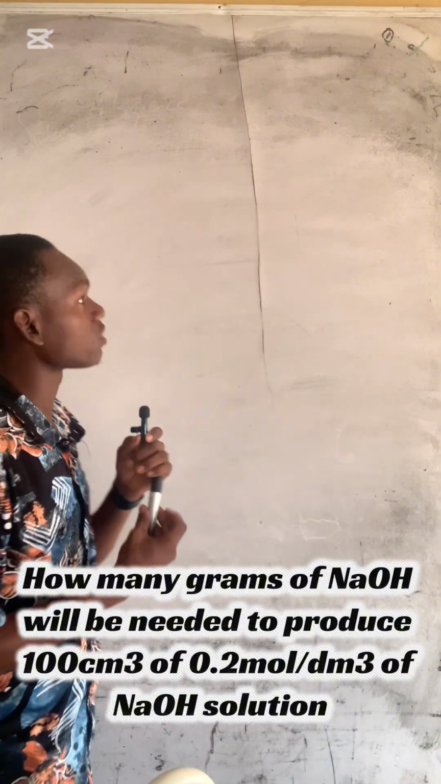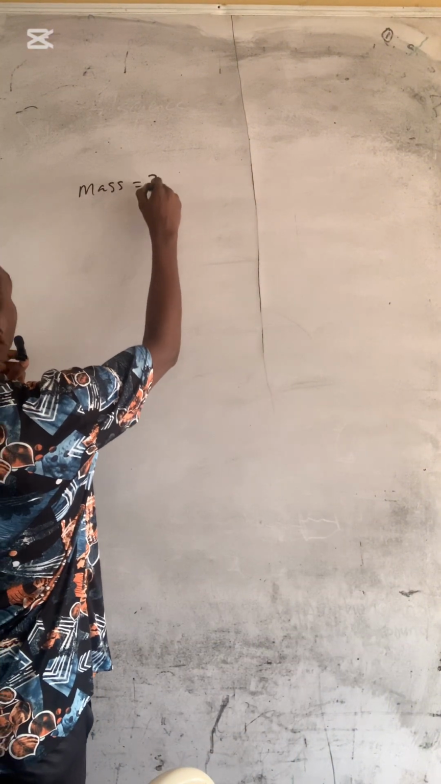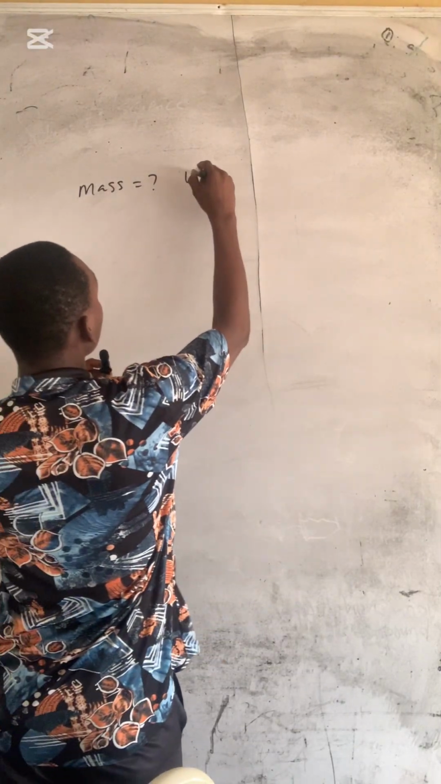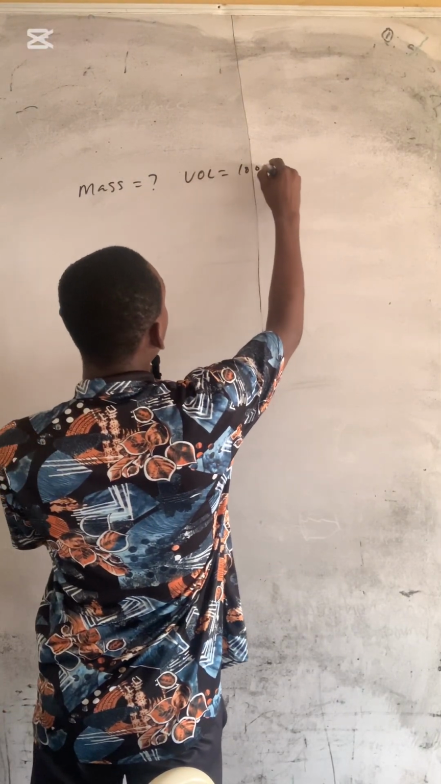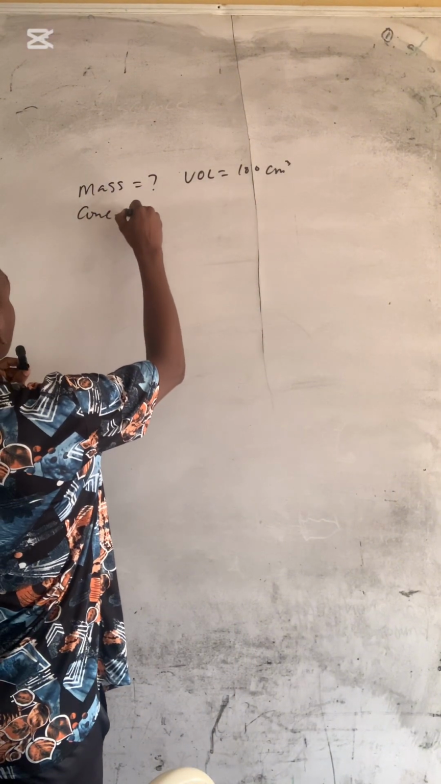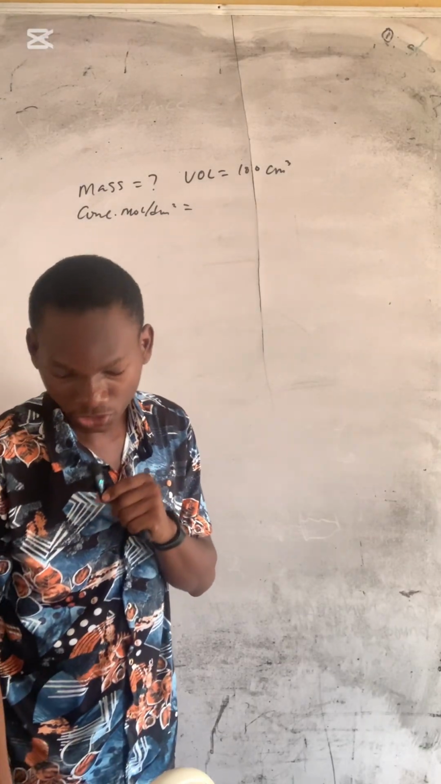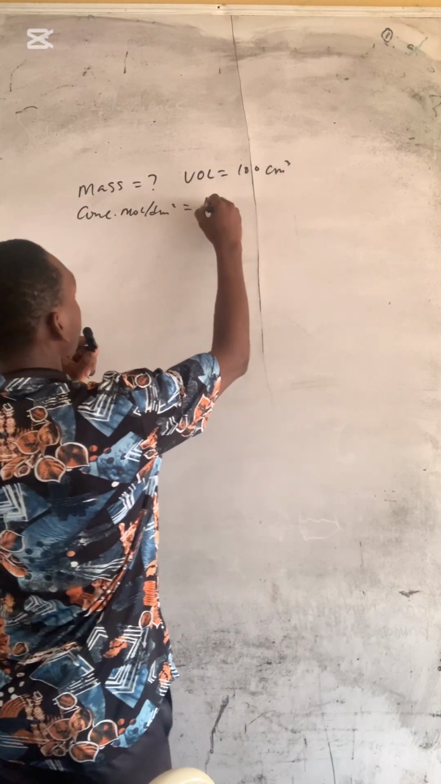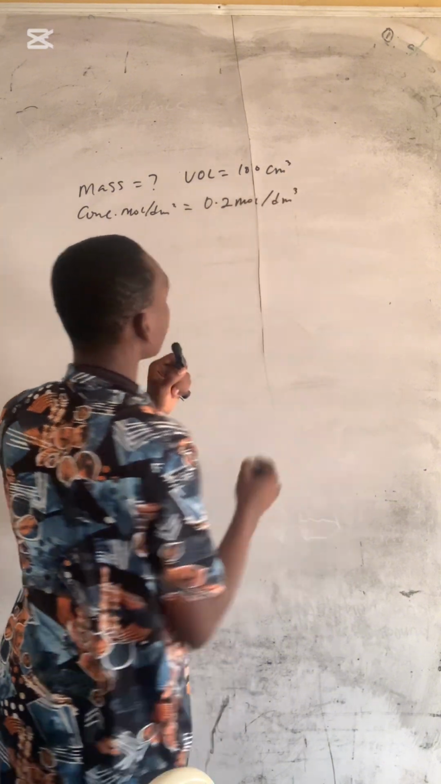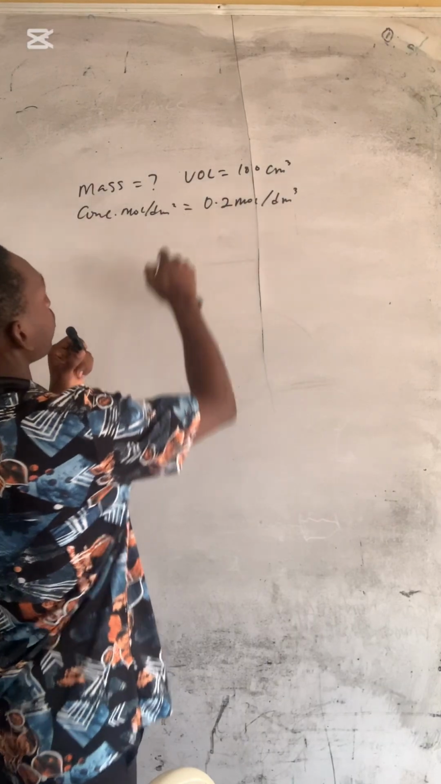Now, let's quickly write out the parameters. How many grams, which is the mass? We don't know. We are asked to calculate for the mass, but we are given the volume to be equal to 100 cm³, and we're also given the concentration in mole per dm³, and we are told that the concentration is 0.2 mole per dm³. Now, if you look at this, there's no formula that directly relates mass to concentration and volume.